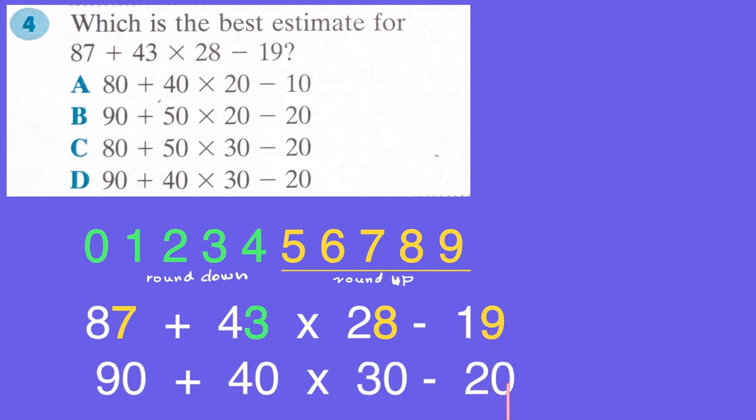So these are the estimated values: 90 plus 40 times 30 minus 20. And these values can be seen in 90 plus 40 all the way here in this. The answer will be D. And we just made it in 10 minutes.